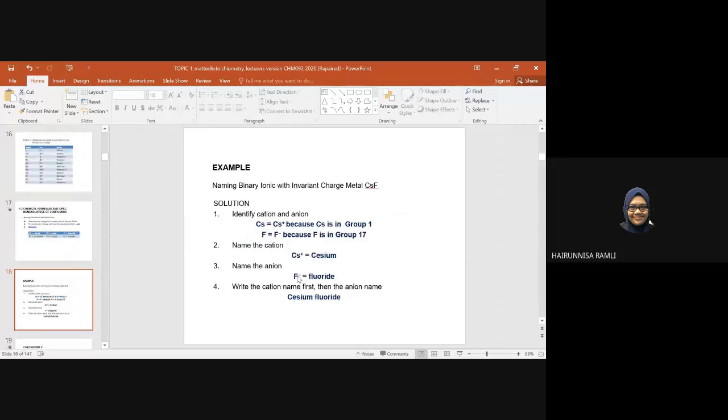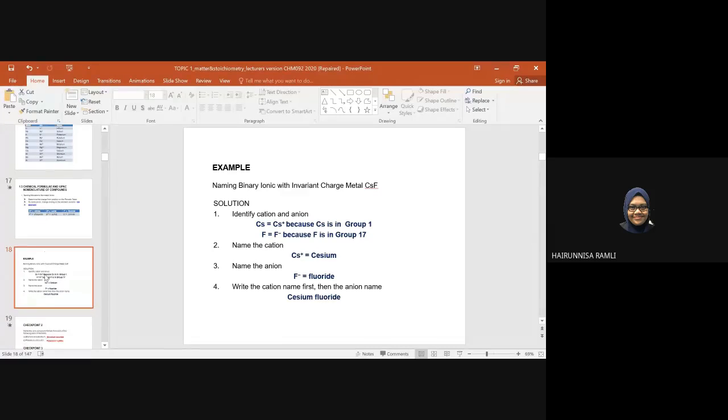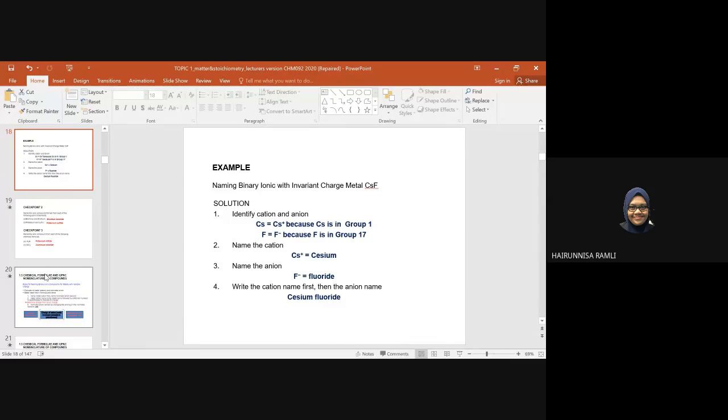Okay, so for example here, cesium fluoride, CsF. So first kita tahu Cs is from group 1, cesium. So the positive one. And then kita namakan dia dulu lah, cesium. Sebut je nama dia, tak payah ubah apa-apa. And then F, fluorine, tukar jadi fluoride. So jadi cesium fluoride. Okay, ni yang paling basic lah untuk naming eh.